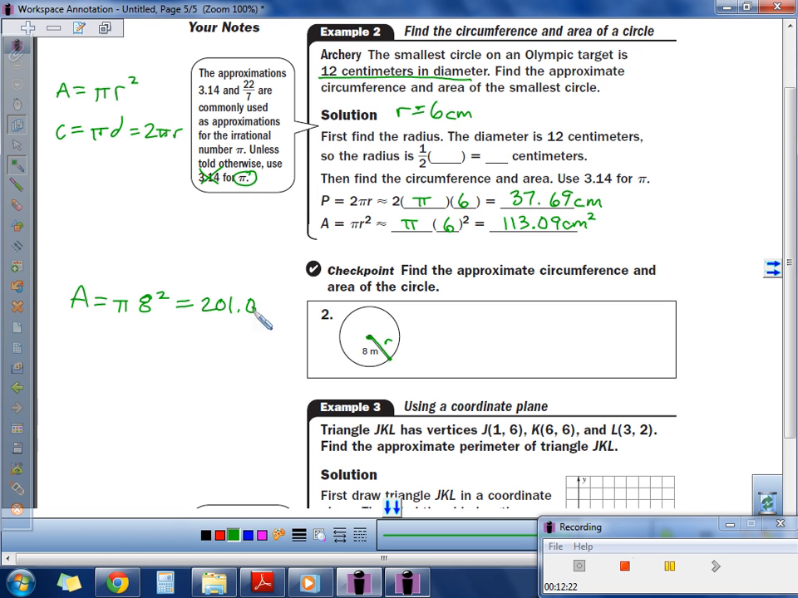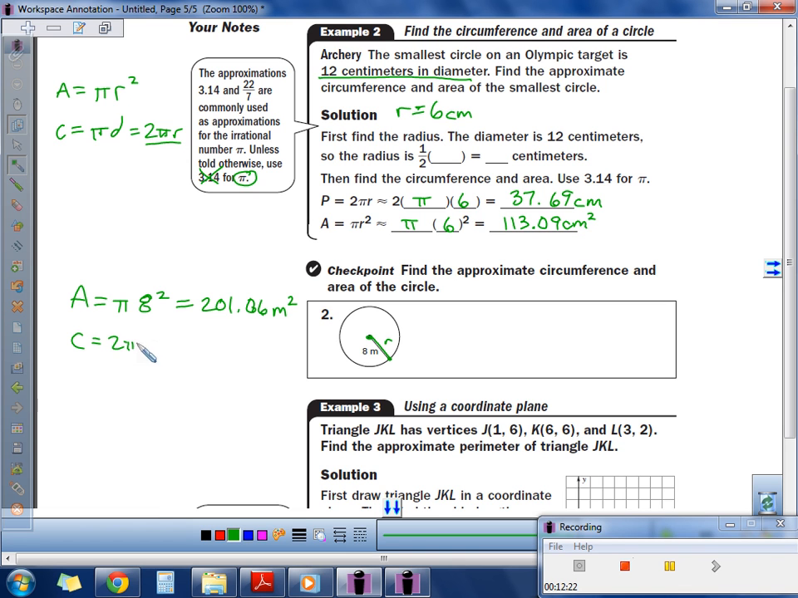201.06. And units, don't forget to say units, meters squared. Not bad. Circumference. Since they gave us radius, let's use the one that uses r.